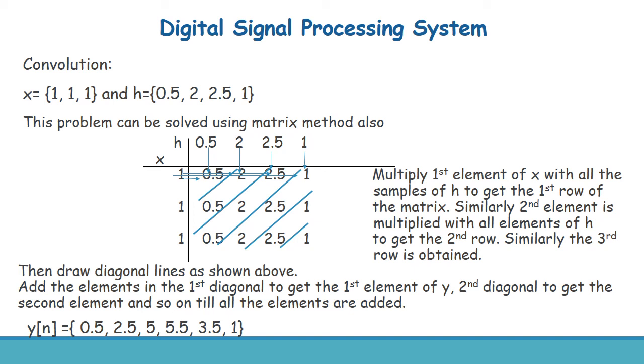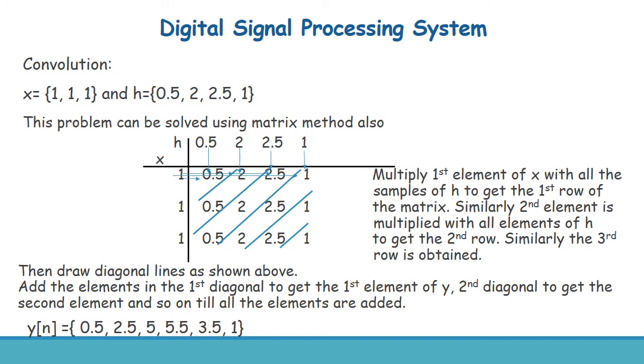Here I have listed out x of n vertically and h of n horizontally. So there I have h on top, it is 0.5, 2, 2.5 and 1, and x listed vertically from up to down, so it is 1, 1, 1. Now multiply the first sample of x with the first sample of h, and I put the product here. Similarly, the first sample of x multiplied with the second sample of h, I get 2. The same thing is done for the third sample of h: multiplied with the first sample of x, I get 2.5, and then I get 1. The same thing is repeated for the second row and for the third row.